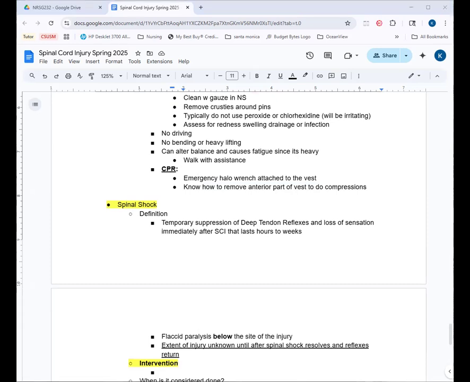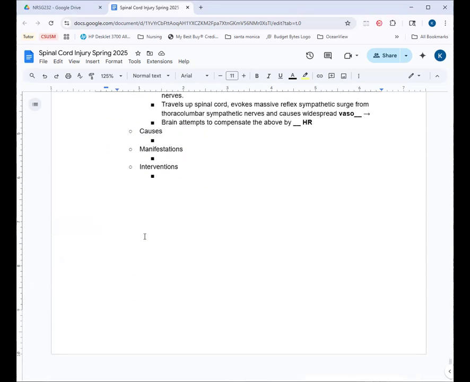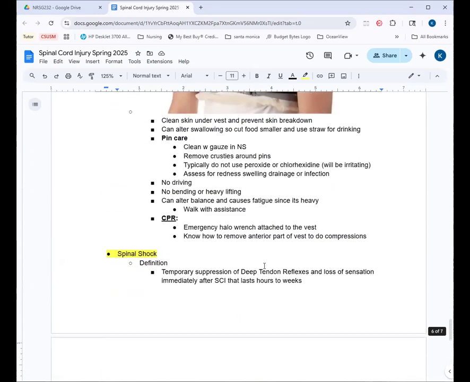All right, here's your big ones down here. So we have spinal shock, we're going to talk about neurogenic shock and autonomic dysreflexia, and that would be it for our spinal cord injury. Scroll back up, there we go.